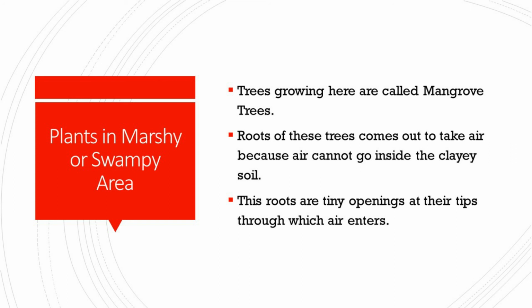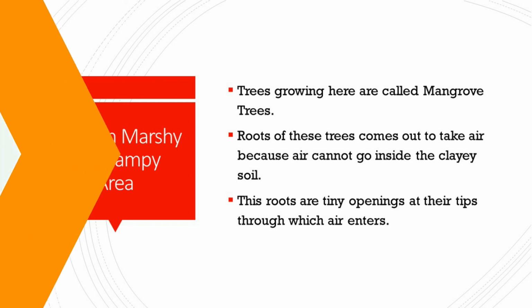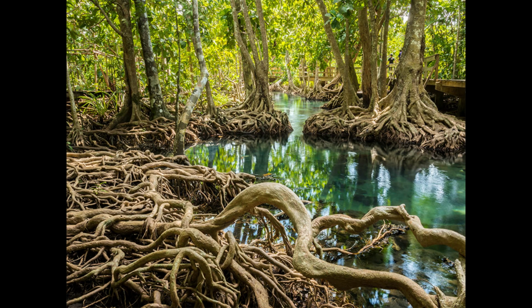So what happened here, the plants which are grown in the mangrove area, marshy area, because the soil is very fine, the roots of the trees cannot get air, so the roots are coming out from the soil to breathe air, to take air. This type of roots are also known as breathing roots or respiratory roots. These roots have tiny openings at their tips through which air enters. So breathing roots are seen in marshy places like Sundarban areas, delta, etc.